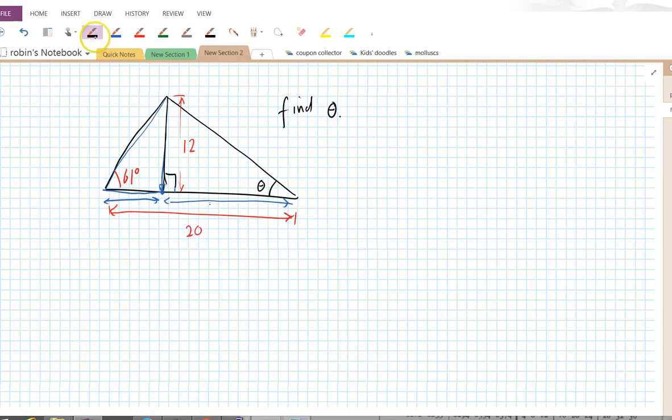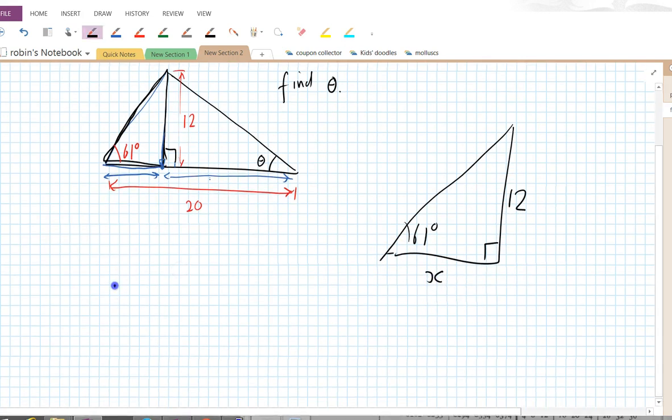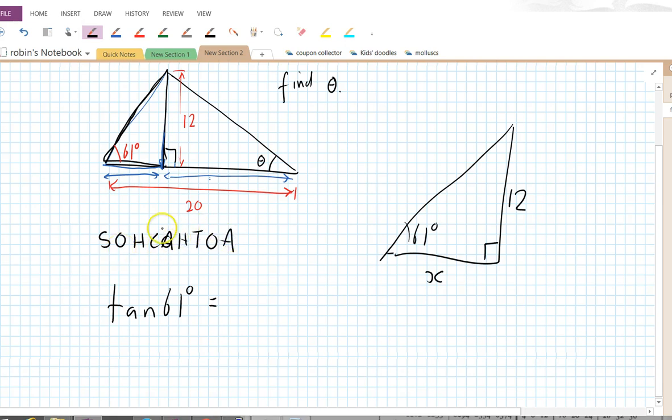Okay, well, I'm going to take the triangle that I've outlined here and write it out again. You'll notice that's 61 degrees. This is 12 here, and I'm going to call that x. Then I'm going to remind you that tan 61 degrees equals, well, what's the mnemonic? Sine is opposite over hypotenuse, cosine is adjacent over hypotenuse, and tangent is opposite over adjacent. SOHCAHTOA.